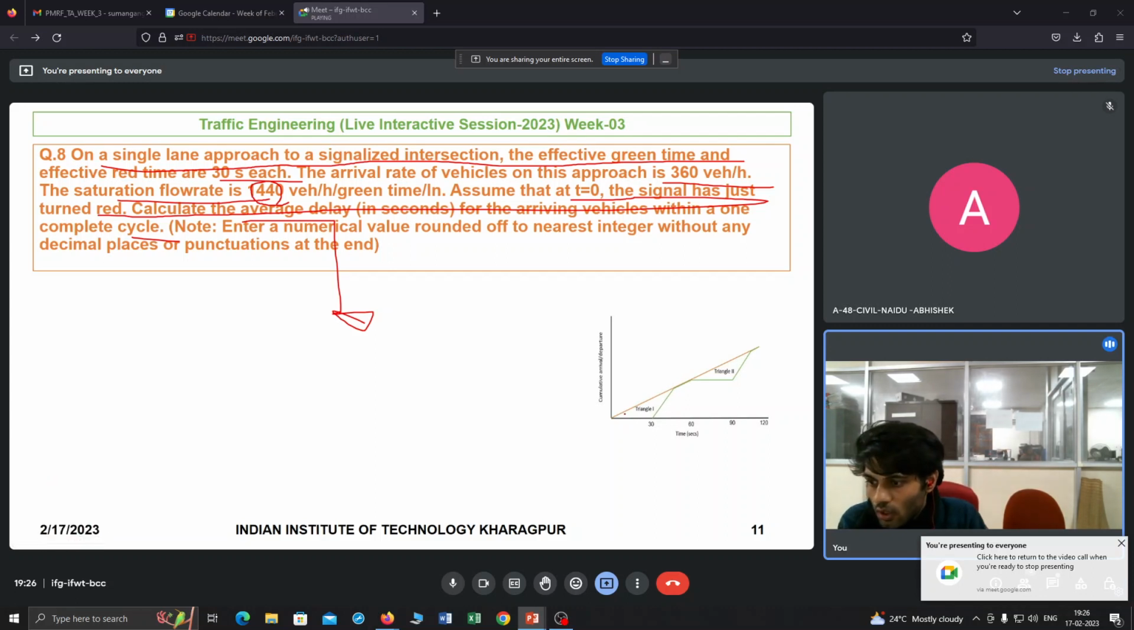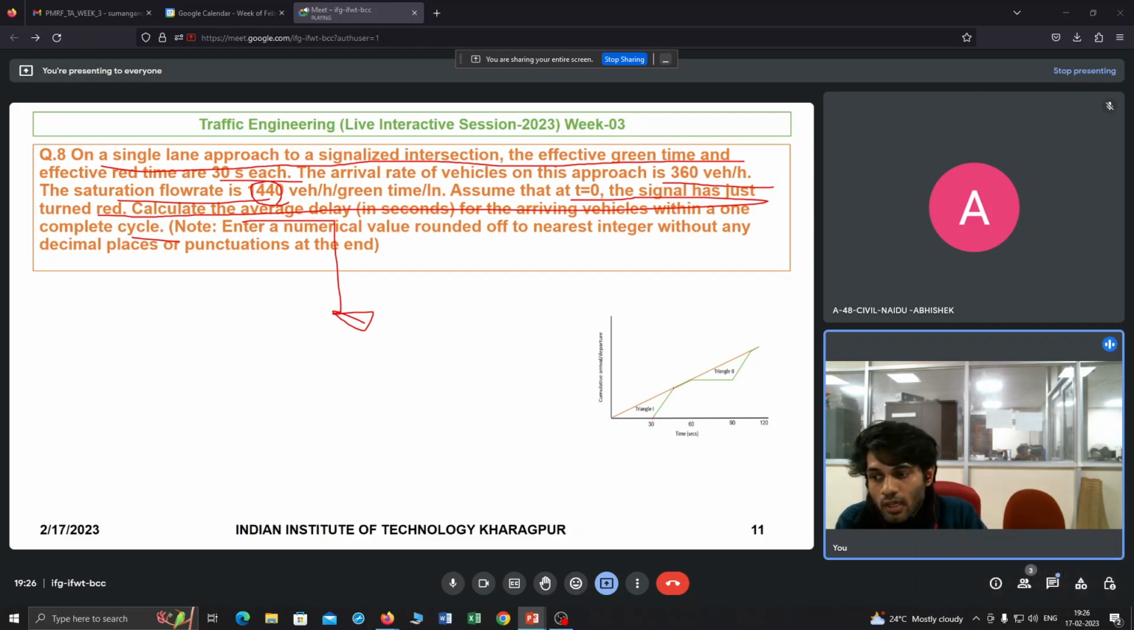See, already I told that the first vehicle may face a delay of 30, the second vehicle, suppose, 29, 28 and so on, and this vehicle will face no delay, right? Because your arrival and departure rate is the same, that means it is going at that rate, so there will be no delay for this point. So from that point to this point, this area of the triangle we need to calculate.